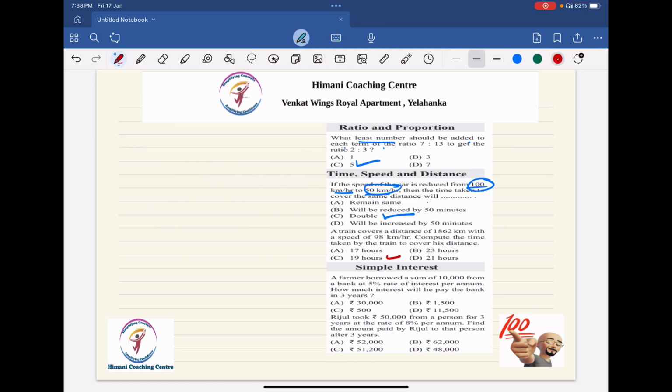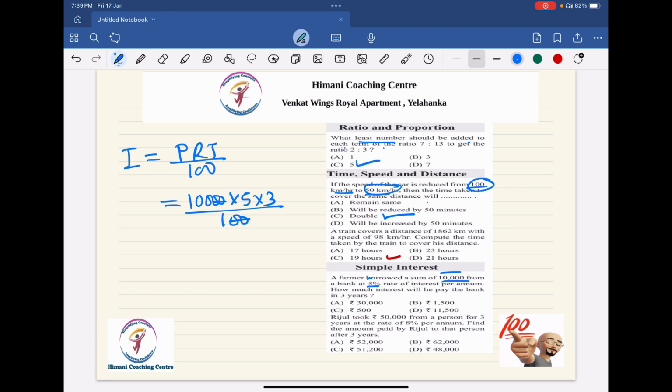Now let us move to the next question. It says a farmer borrowed a sum of 10,000 from a bank at 5% rate of interest per annum. How much interest will he pay the bank in 3 years? So they want us to get the interest amount. So I equals PRT by 100. I is the interest, P is the principal, which is 10,000, R is rate, which is 5%, T is 3. So let's put that. So 10,000 into 5 into 3 over 100.